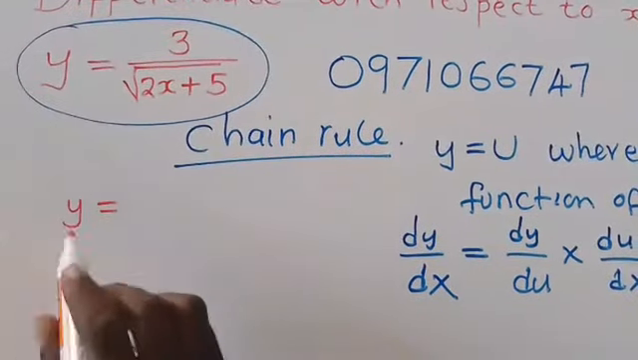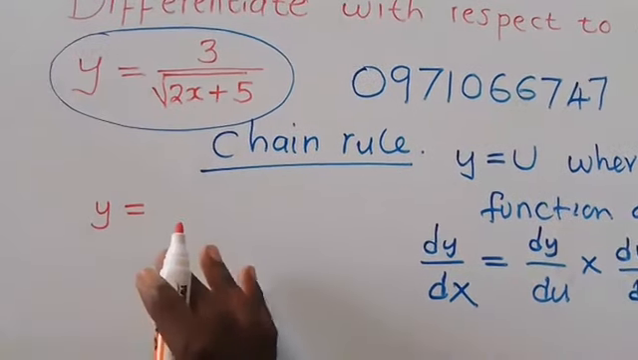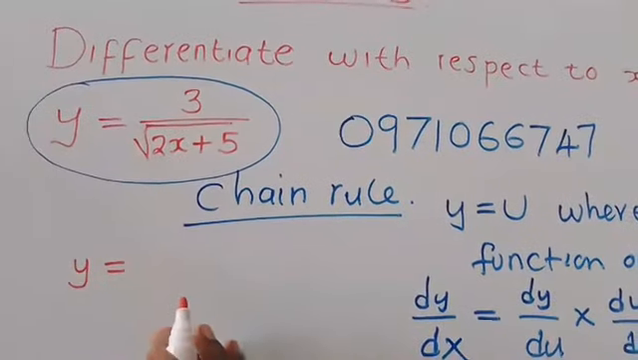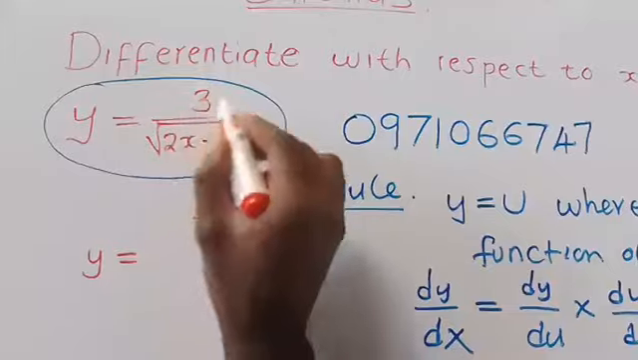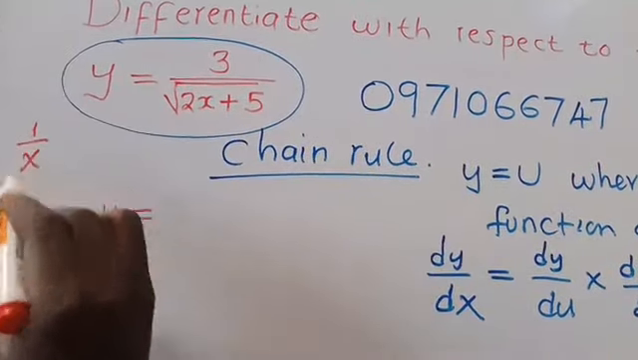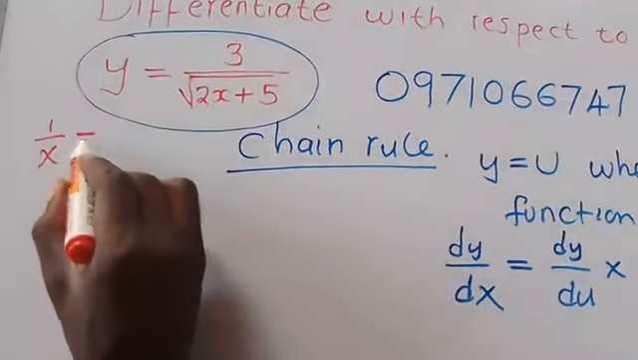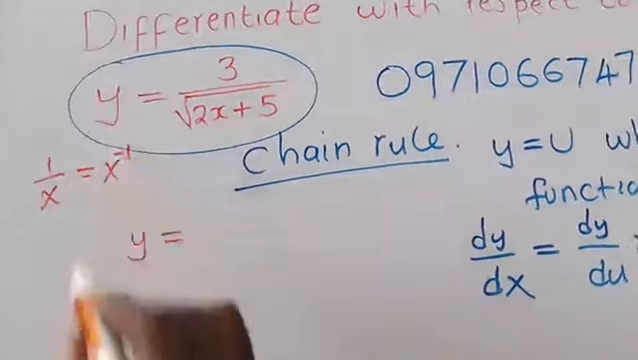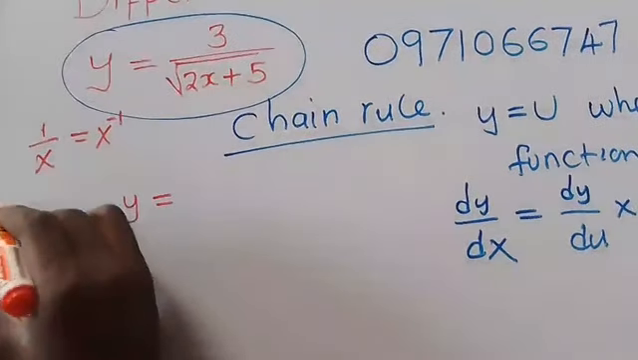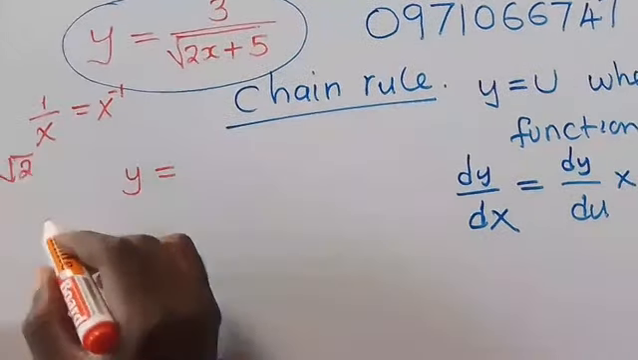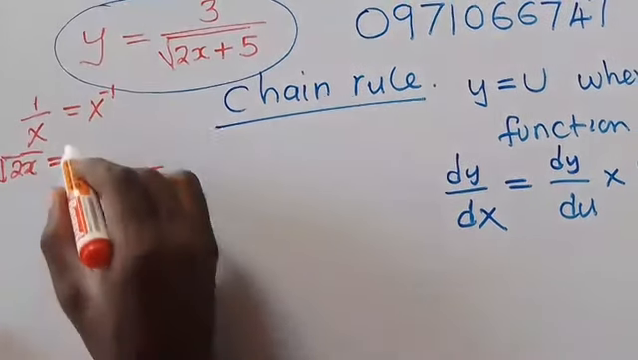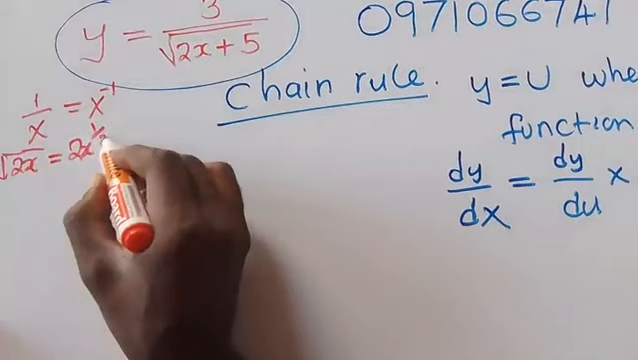Hope we've done indices. For you to answer a question under calculus, you need to have knowledge on indices. When a number is written as 1 over x, it is just the same as x to the power negative 1. And when a number is written as the square root of 2x, this is just the same as 2x to the power half.